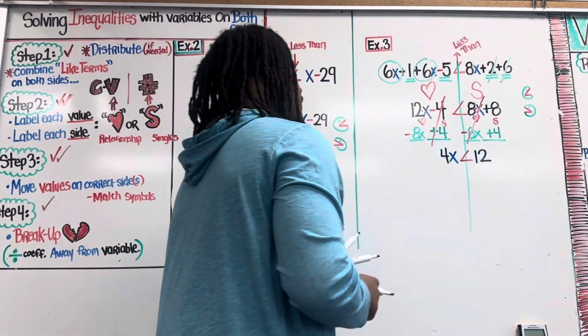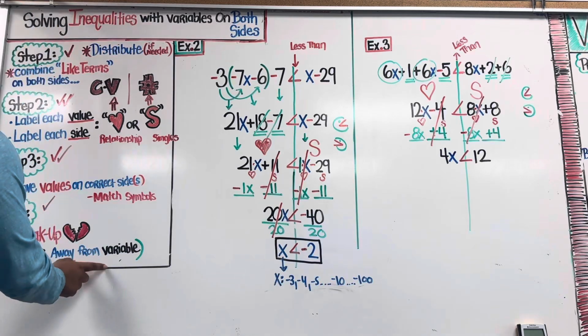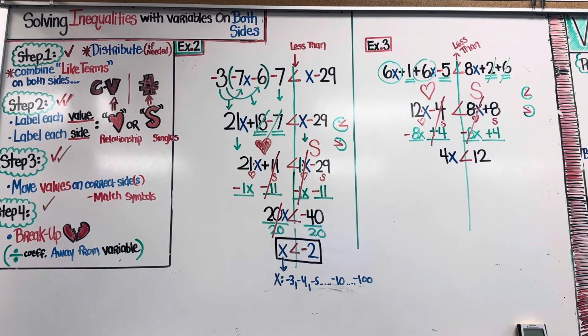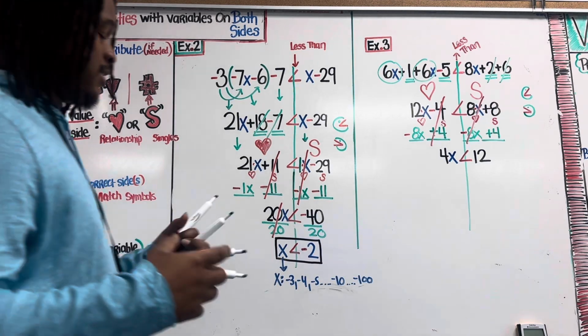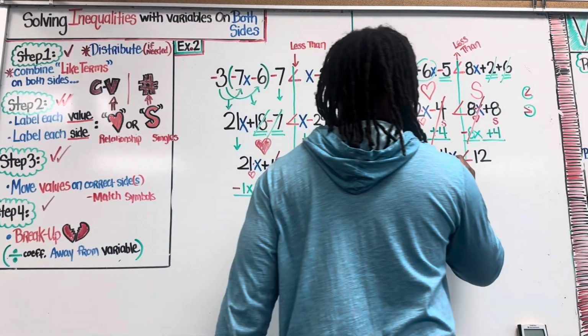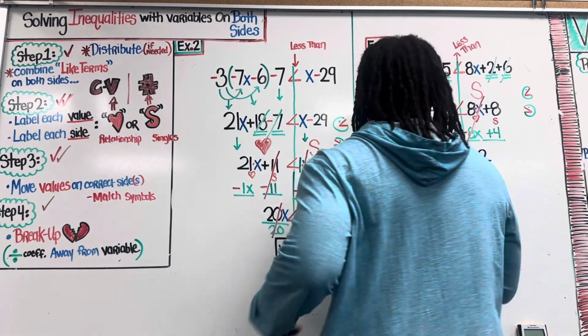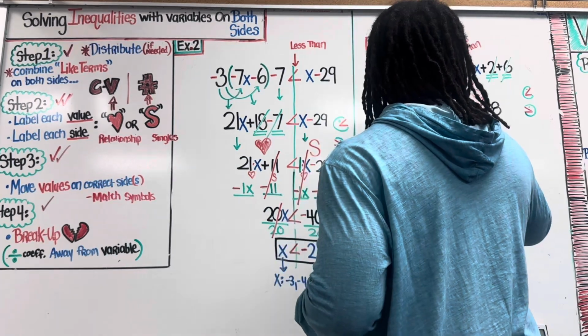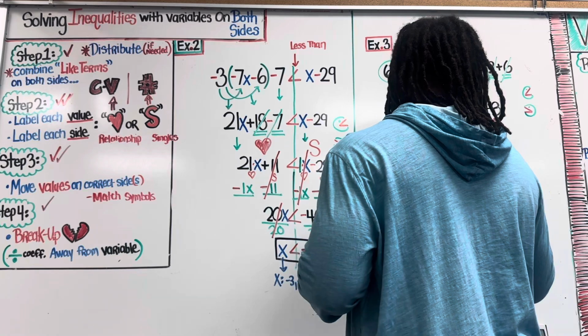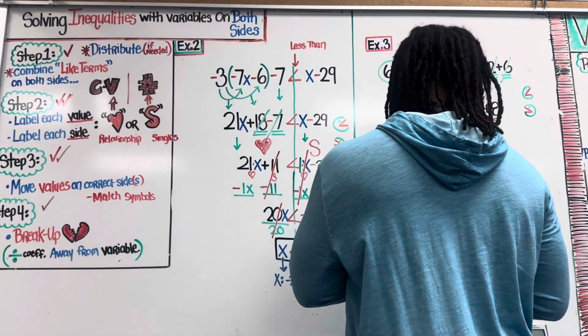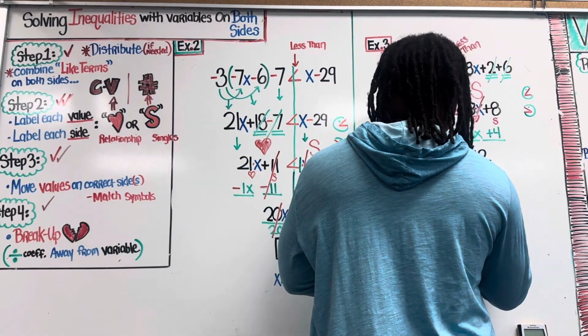All right, and in order for us to find out the value of x, we're going to finish it out with step 4 by dividing or breaking up the coefficient away from x, right? So I'm going to divide both sides by this coefficient of 4. So 4x divided by 4 is x, and then 12 divided by 4 is 3.